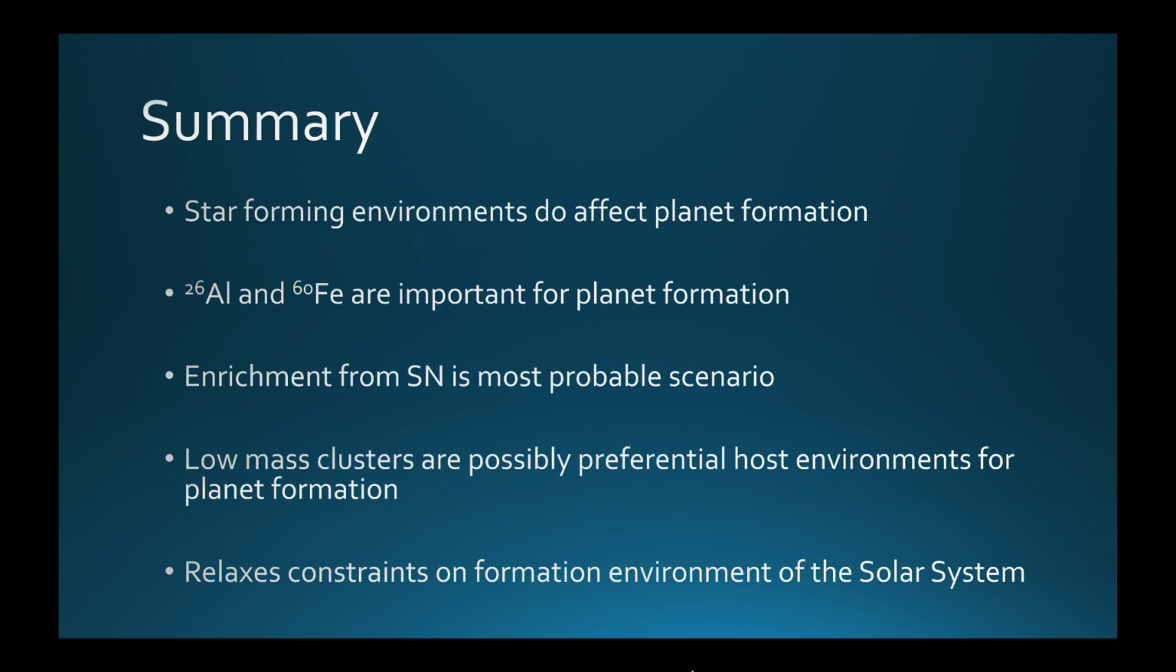So this poses a very interesting question of how likely is it that we're actually going to get something looking like the solar system. Low-mass clusters are possibly better environments for forming something like the solar system than high-mass clusters, which was previously thought. And this is good news, because this has reduced the constraints on the formation of the solar system, and it means that there's a higher probability of us having stuff like us out there.